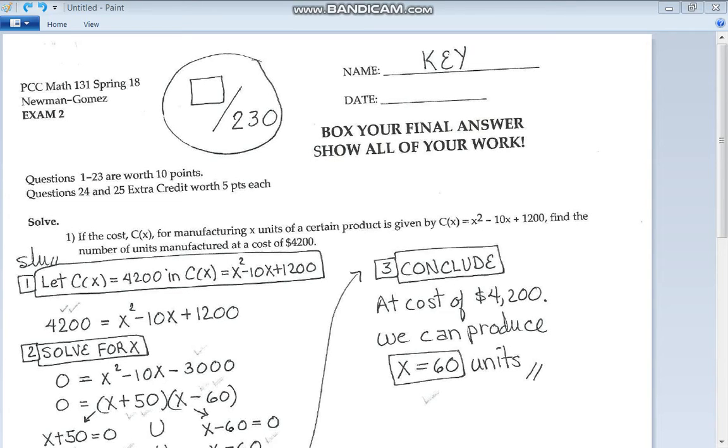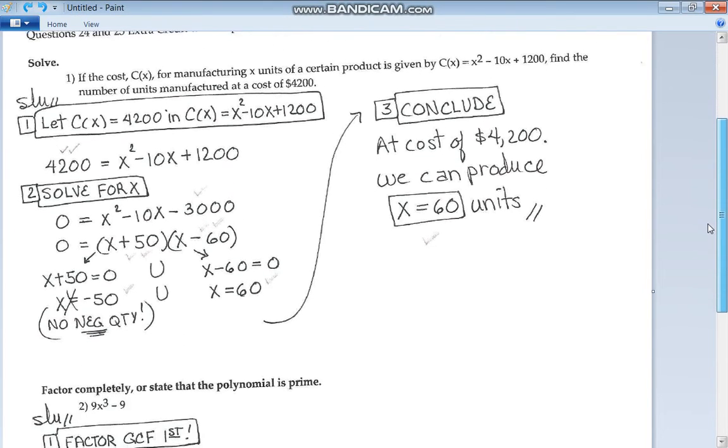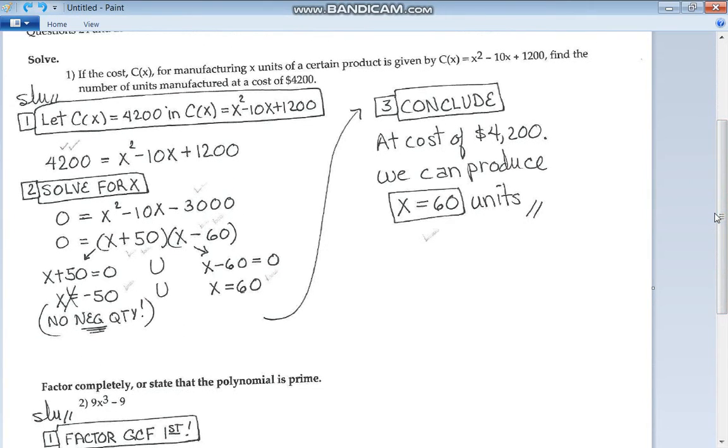Okay, Math 131, Exam 2, question number 1. If the cost C of x for manufacturing x units of a product is given by C of x equals x squared minus 10x plus 1200, find the number of units, that's x, we're looking for x, manufactured at a cost, that's C, of 4,200.